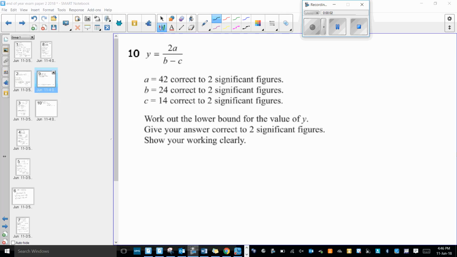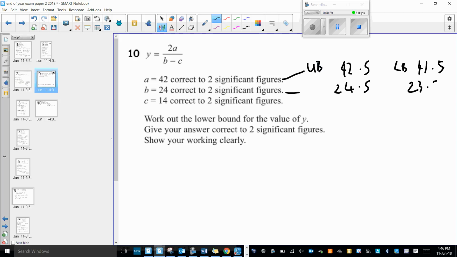Okay, so we're talking about the lower bound. Whenever we have questions like this, we need to make sure we are finding the upper and lower bound values before we substitute them in. For this value, the upper bound would be 42.5 and the lower bound would be 41.5. For this one, it would be 24.5 and 23.5, and 14.5 and 13.5.